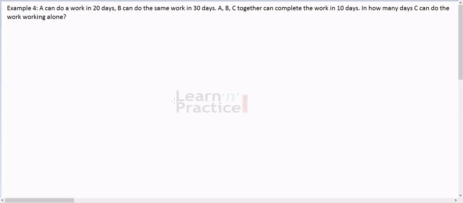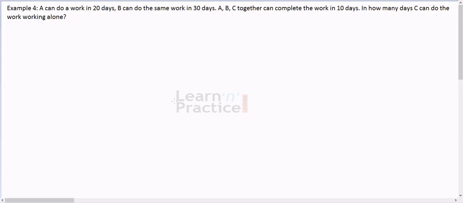One approach could be to take A worked for 10 days, so 10 by 20 plus 10 by 30 plus 10 by C is equal to 1, and solve this equation. You will get the value of C. Now we'll solve with the help of some other method, with the help of the percentages method.